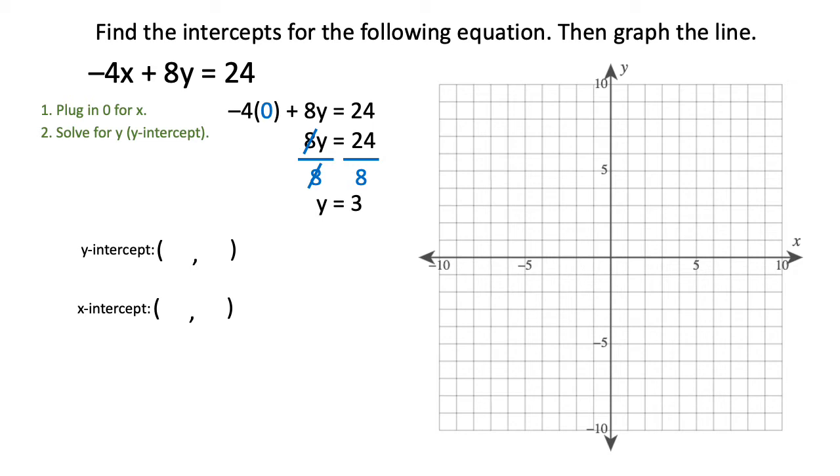Remember that when you are putting these values into a coordinate pair, you have an x-coordinate and a y-coordinate. The 0 that we plugged in for x will become the x-coordinate of 0. The 3 that you found for y will become the y-coordinate. So the point is 0, 3. That gives us the y-intercept.